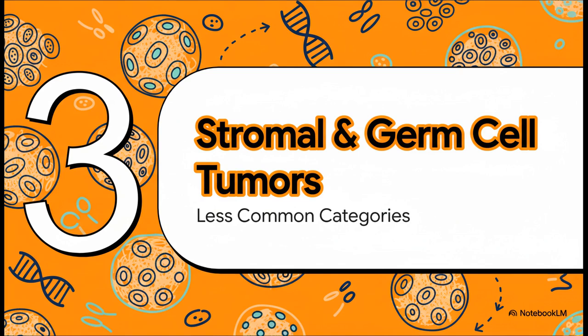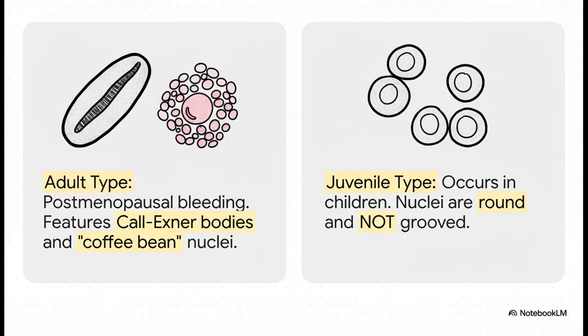Okay, let's switch gears and cover the other important categories. Now we're talking about tumors that come from the ovary's support structures, the stroma, and from the cells that were destined to become eggs, the germ cells. A classic exam question is to compare the two types of granulosa cell tumors. For the adult type, remember it makes estrogen, so the patient might present with postmenopausal bleeding.